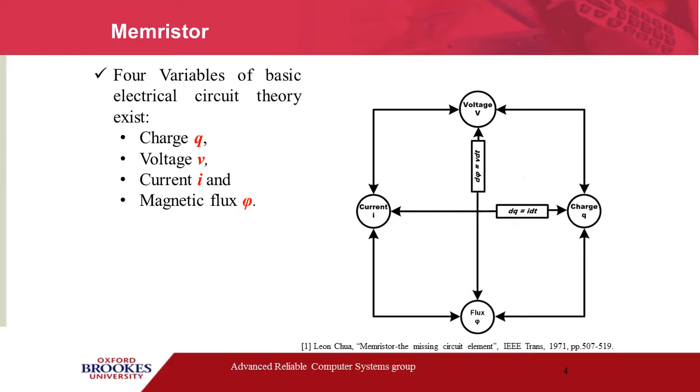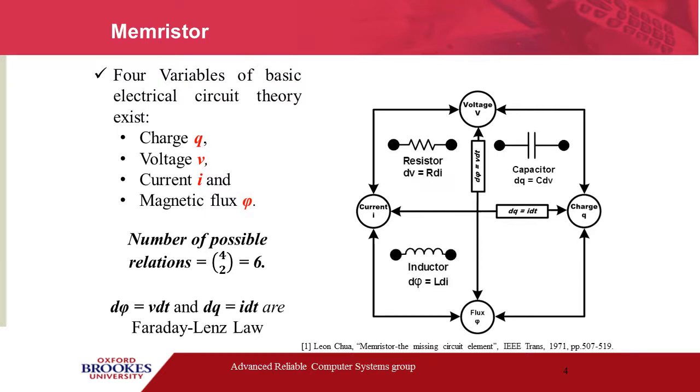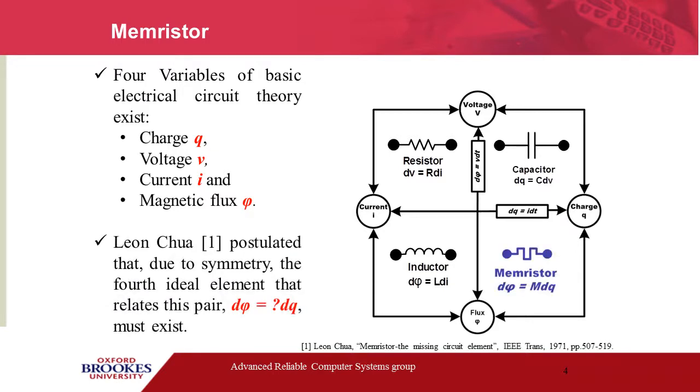With this arrangement, there are 6 unique combinations from these variables, and only one of these relationships was missing as of 1971, which is the relationship between charge and flux. Chua named the relation memristance and coined the name memristor, a portmanteau of memory and resistor, or better still, a resistor with memory. The work of Leon Chua was, however, all theoretical and was left for decades until 2008.